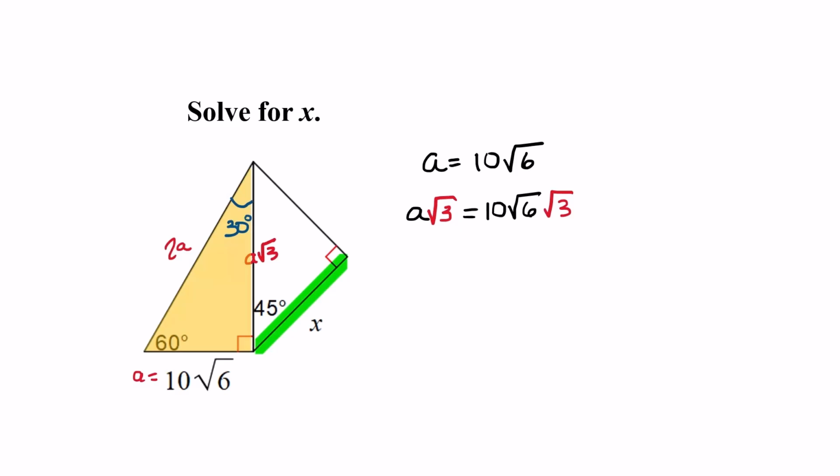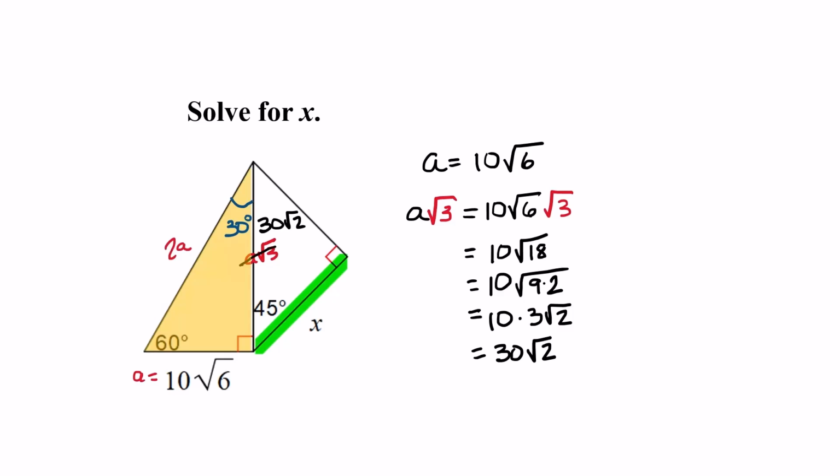Root 6 times root 3 is the square root of 18. 18 is 9 times 2, so I can pull that 9 out, and I end up with 10 times 3 square root 2, which is 30 square root 2. That side that's labeled A square root 3 is actually the number 30 times the square root of 2. Now we've got all the information we need from that 30, 60, 90 triangle.